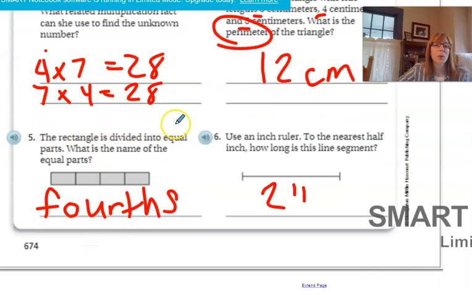Down below it says the rectangle is divided into equal parts. What is the name of the 4 equal parts? Well, we say 1/4, 2/4, 3/4, 4/4. So what is the name of the equal parts? They would all be fourths. And then if you had a ruler, hopefully you saw that it was 2 inches. If you didn't have a ruler, you could have used your thumb and gone to the side and used from the knuckle to the tip of your thumb. That's an estimate. It's a non-standard unit of measurement, but it would be an inch. So you could have used that to almost get a measurement.